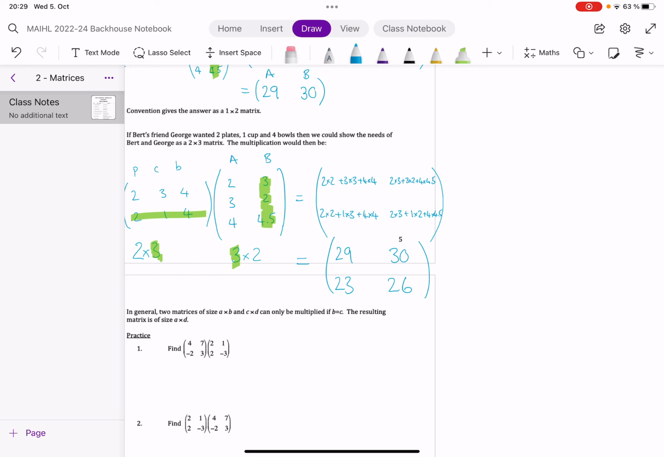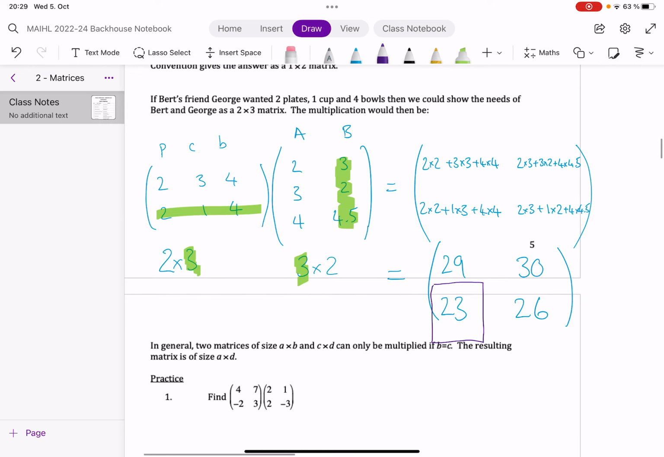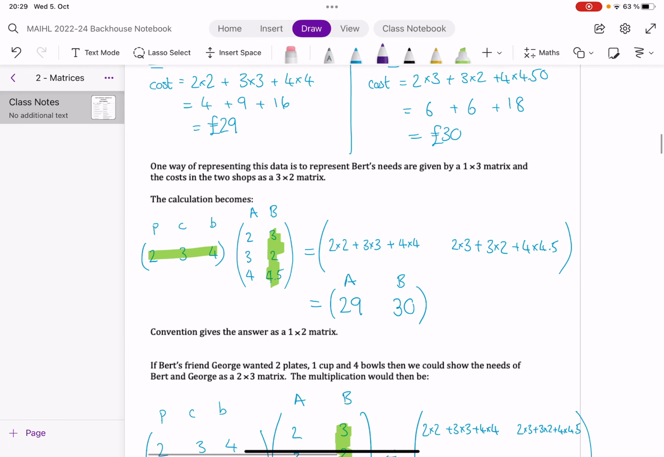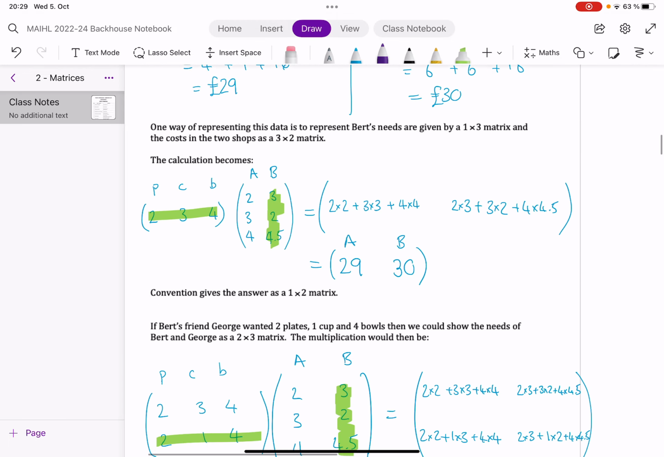It's important that you're able to understand what each of the values represents. So knowing that this one that I've just drawn a box around means it will cost George £23 if he shops at shop A for his 2 plates, 1 cup, 4 bowls. Okay, so hopefully that gives you an idea of how to multiply matrices.